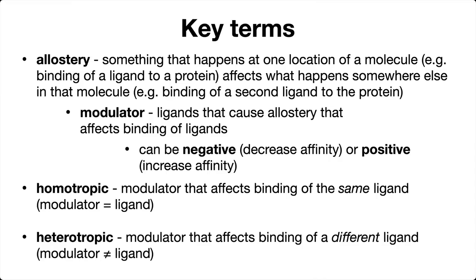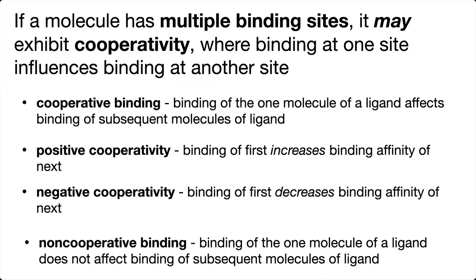The molecules that can affect binding at other sites are called modulators, and modulators can be homotropic, so they affect the binding of the same ligand, or heterotropic, where they affect the binding of different ligands. So we can classify oxygen as a homotropic modulator of hemoglobin that is a positive modulator. And we can classify 2,3-BPG as a heterotropic modulator that is a negative modulator.